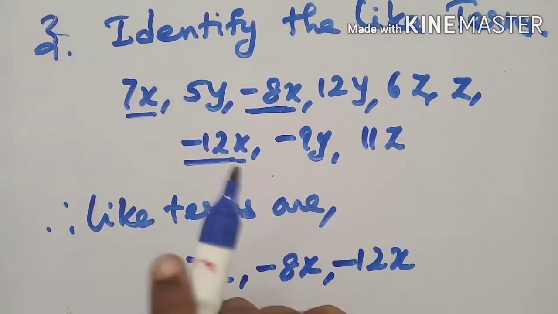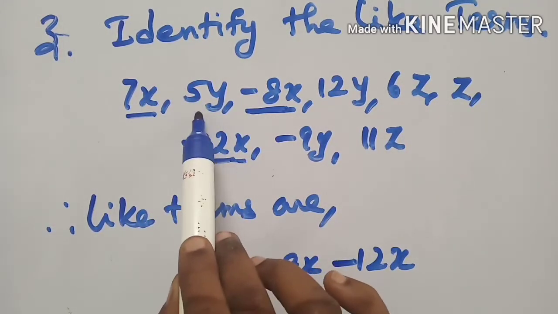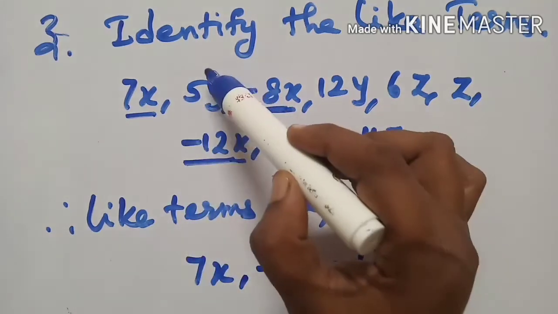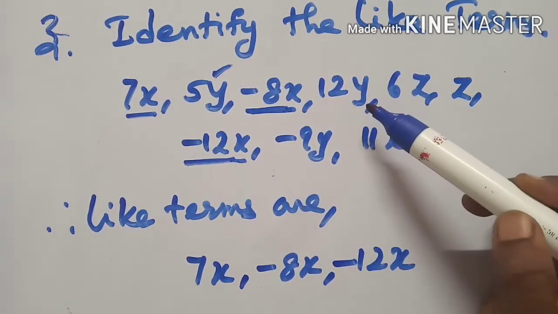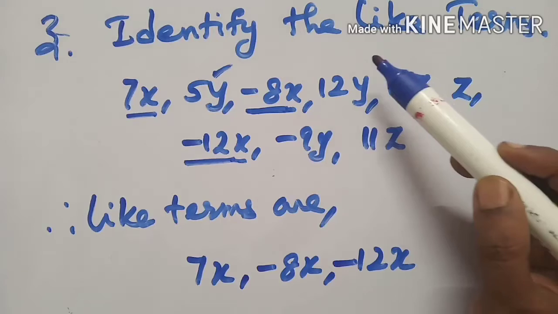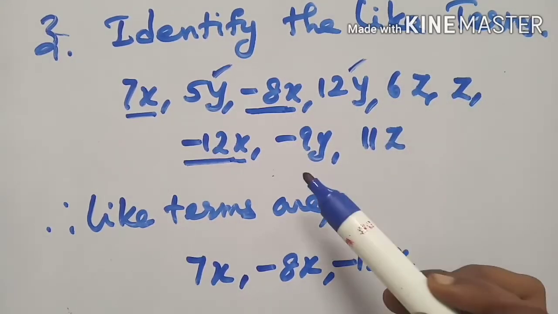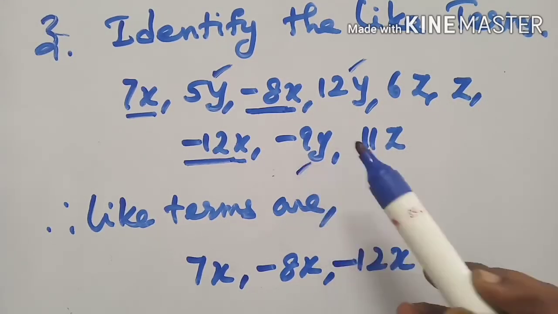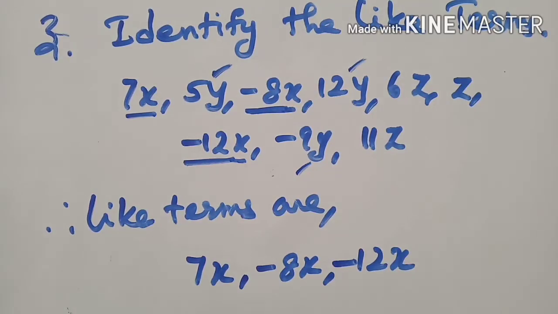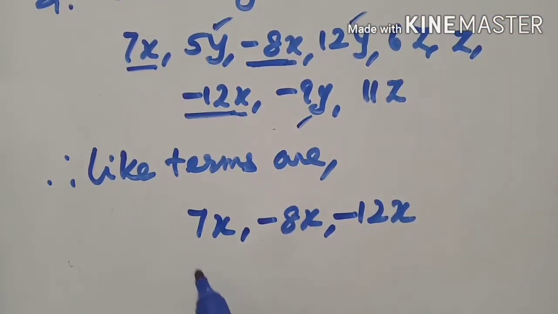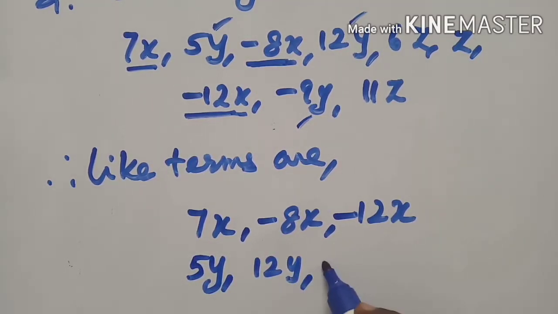Next, consider the variable y. Here I have 5y. Then which terms contain the variable y? 12y, and then minus 9y. Take and write those terms here: 5y, 12y, minus 9y. So these 3 terms are another set of like terms.